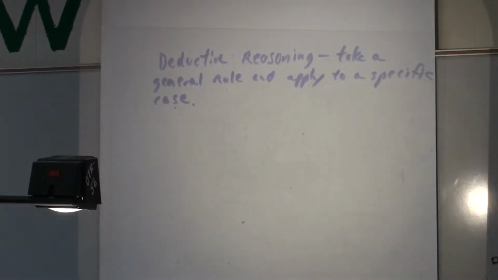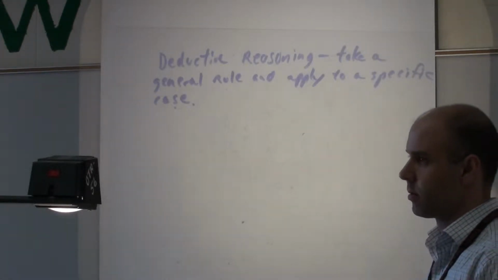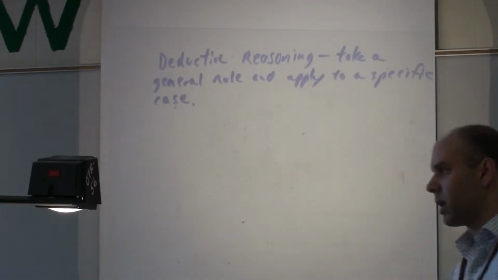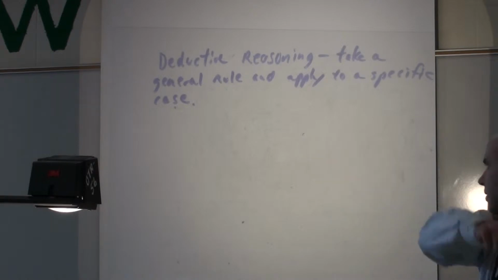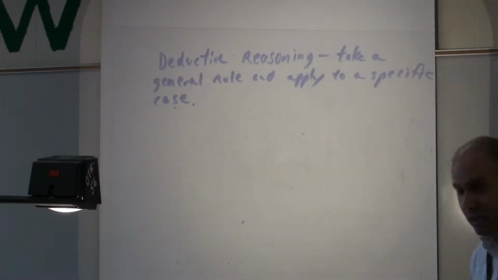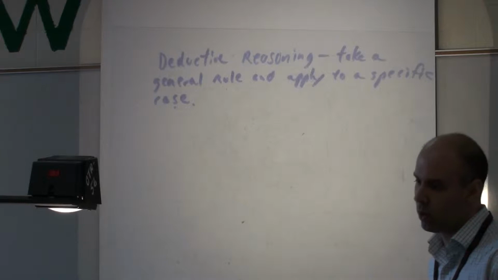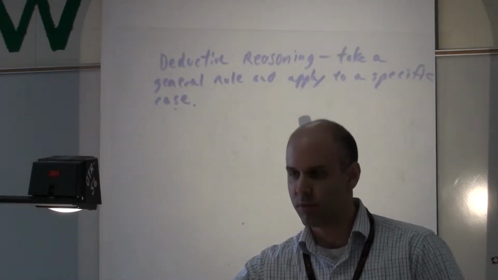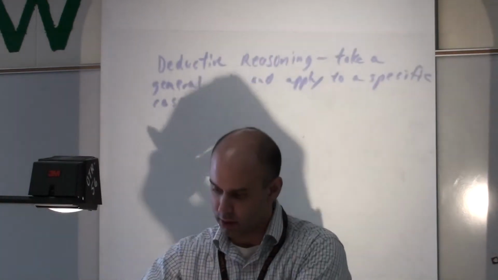For example, as a general rule, juniors have driver's licenses. Ava is a junior. Therefore, Ava has a driver's license. So that's a general rule applying it to a specific case. Now, what about the opposite? Inductive reasoning.